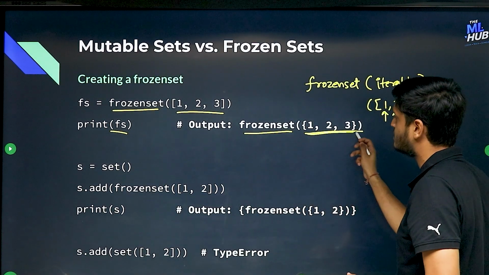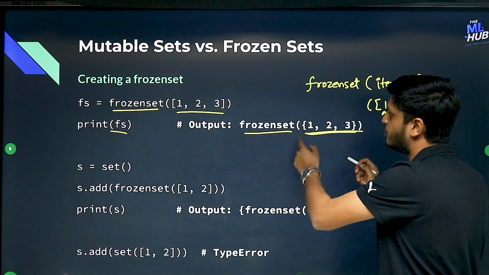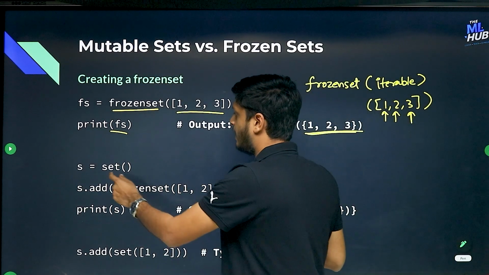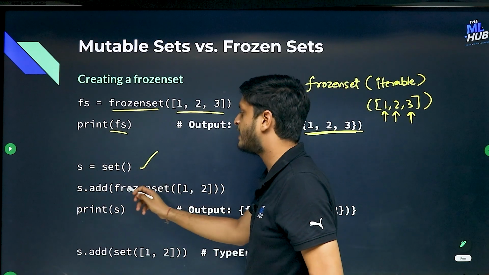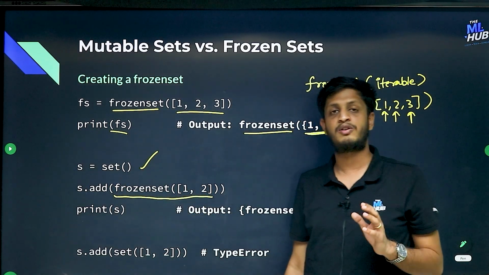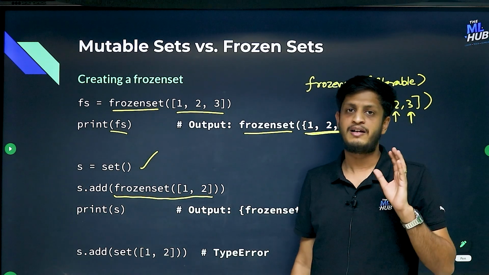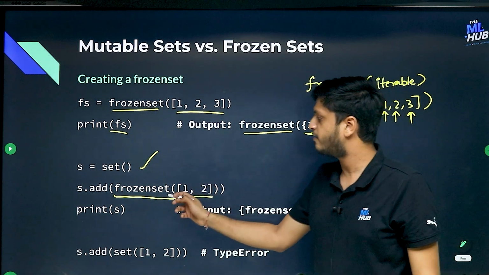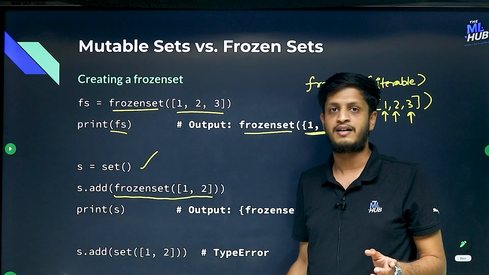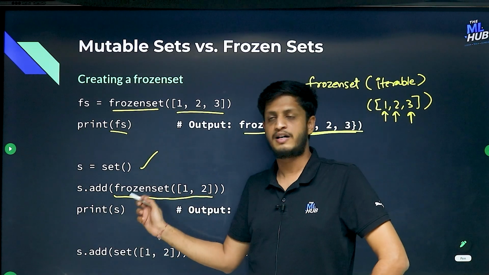So the set 1, 2, 3 is displayed, but it is wrapped inside a frozen set. So this is what the output will be. It is a frozen set. And let's say if you have an empty set, you can add a frozen set inside a set. That is allowed because frozen sets are immutable, they are hashable. So you can add a frozen set inside a set, that is allowed. You cannot add a normal set inside a set, okay, because they are not hashable.